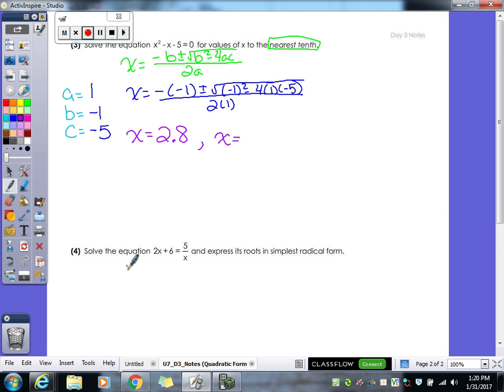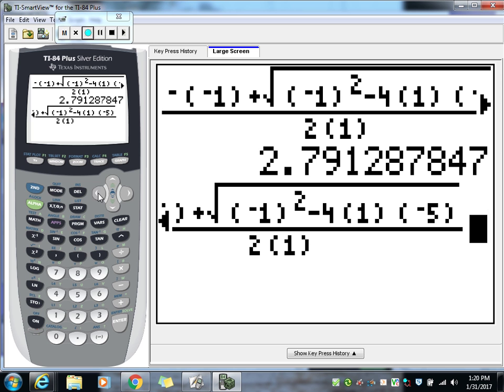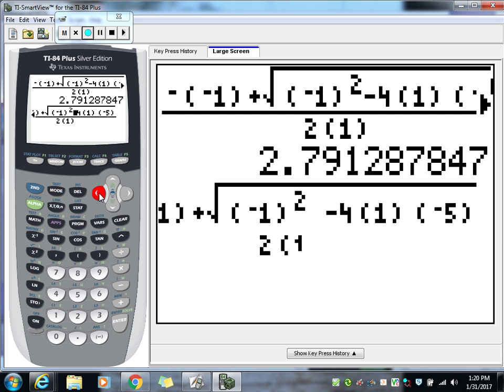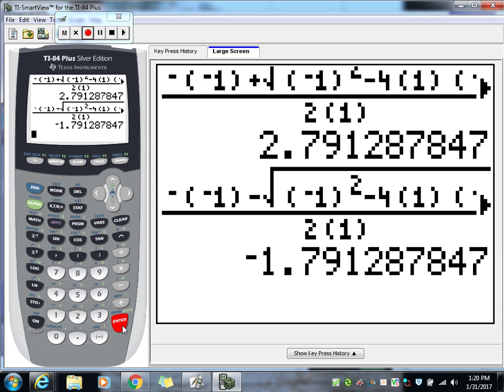So let's have you go do the other one. So we got to do minus the radical now. So we'll go hit second, enter, it puts all of it in there for us. And then we'll arrow back through, make that a subtraction sign instead of a plus sign. So I get negative 1.79. So to the nearest tenth, what do we get? What did you just do? I just changed it from a plus to a minus.